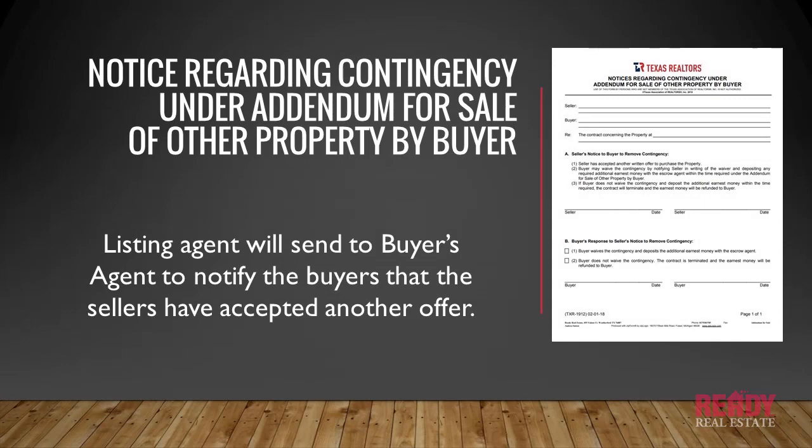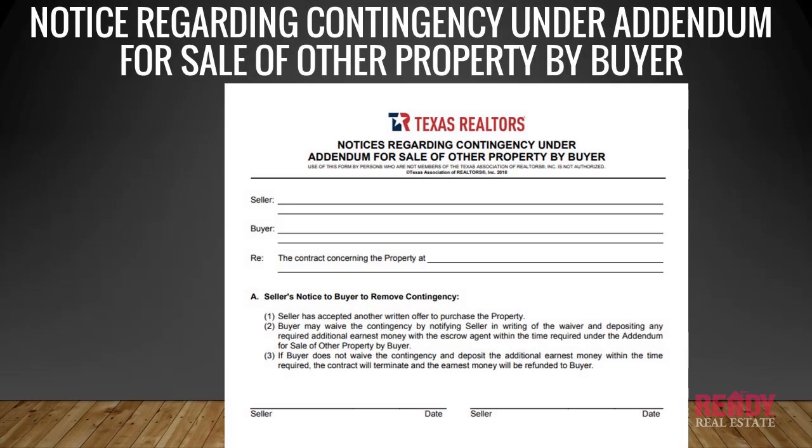Now I'm going to show you what happens when the sellers get another offer, also called a backup offer. If the sellers receive another offer, the listing agent will send the buyer's agent a notice regarding contingency under addendum for sale of other property by buyer. And the first part will just be the seller's names and the buyer's names and concerning the property at, and that'll be the subject property that the buyers are trying to buy.